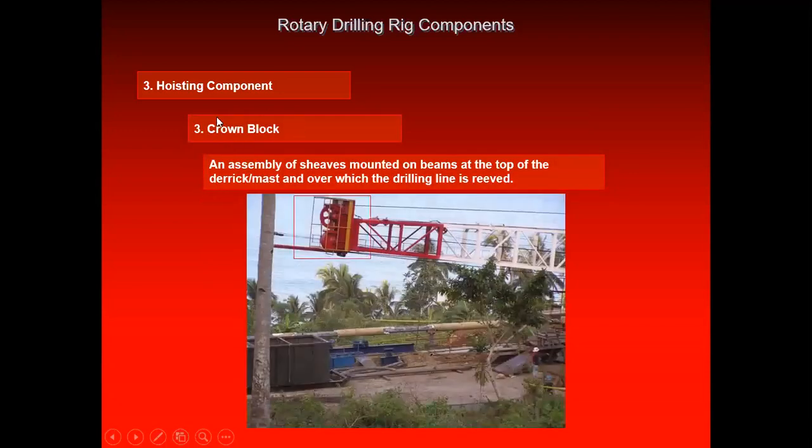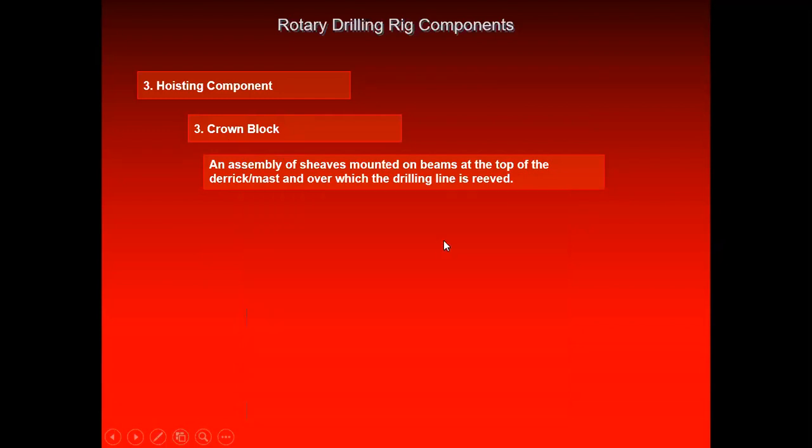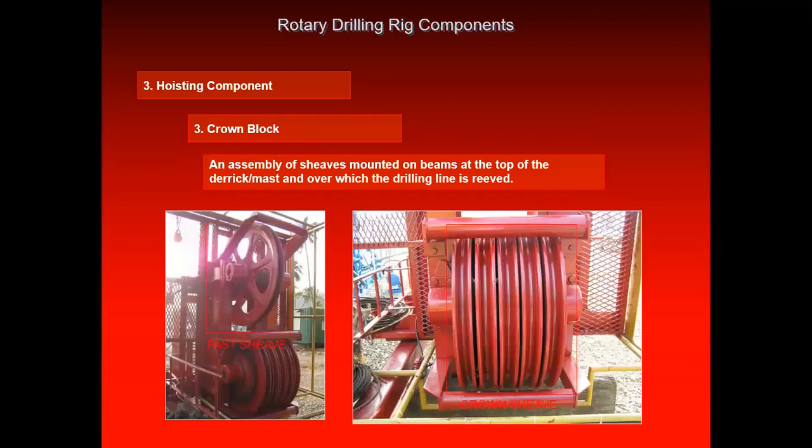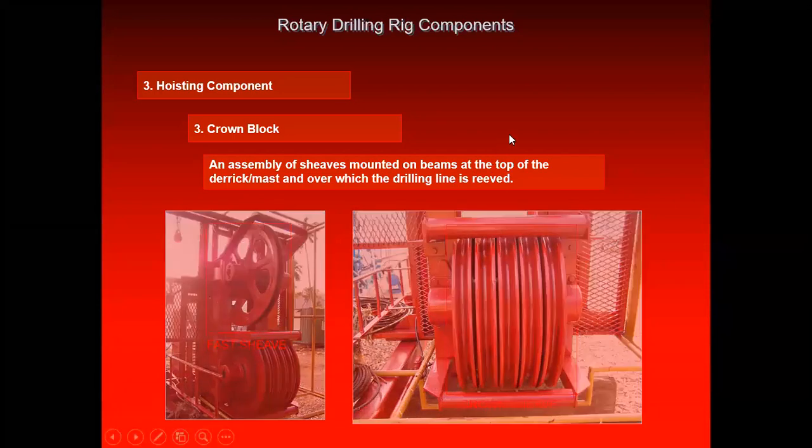Then we have the crown block. What is the function of the crown block? It has a number of pulleys in it. The purpose is that the drilling line which is coming has to go through it, and we have to make it straight inside. So that's why we use the crown block. You can also find more clear definitions in the books. It is an assembly of sheaves mounted on beams at the top. So these are the sheaves, where the drilling line is coming. Here it is.